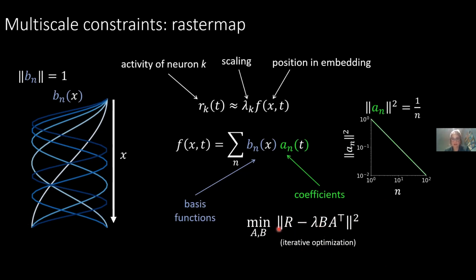Oh wait, sorry, I said the wrong thing. It should be R times R transpose times B, I think, if I remember correctly. Anyway, the point is that it's simple matrix multiplications each time. You're solving this least squares problem, which is simple to solve, and so that makes it fast to optimize over each iteration.